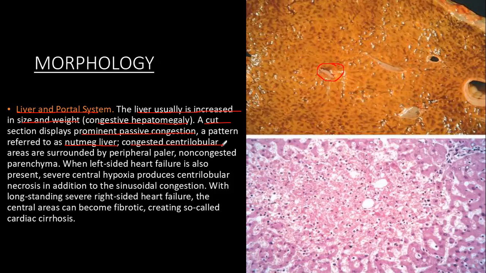So there will be congested centrilobular areas surrounded by peripheral paler, non-congested parenchyma. Now, if left-sided heart failure is also present, severe central hypoxia produces centrilobular necrosis in addition to the sinusoidal congestion. And this sinusoidal congestion eventually leads to portal vein hypertension. Now, with long-standing severe right-sided heart failure, the central areas usually become fibrotic. Okay, and this now causes what is known as cardiac cirrhosis.